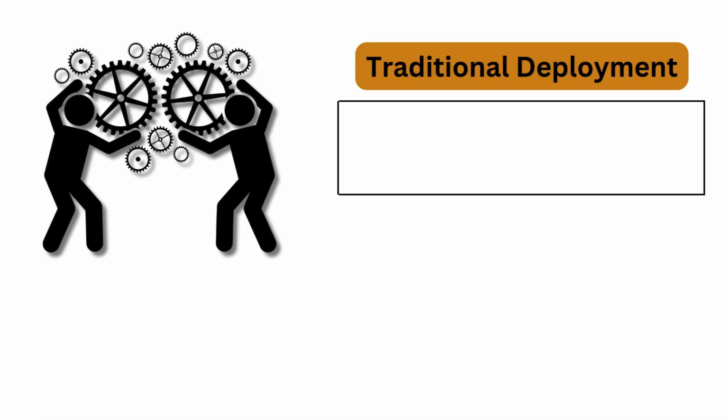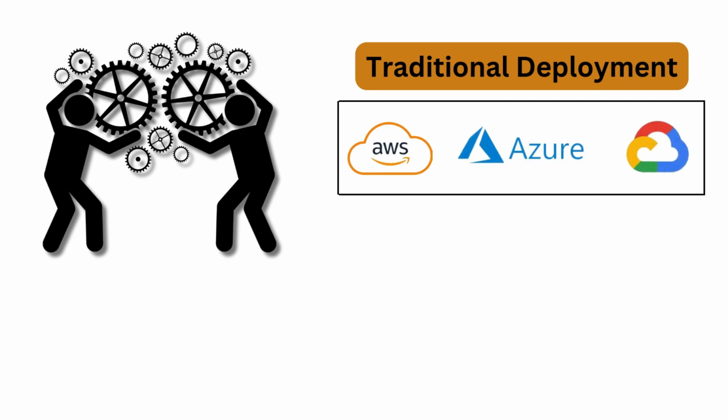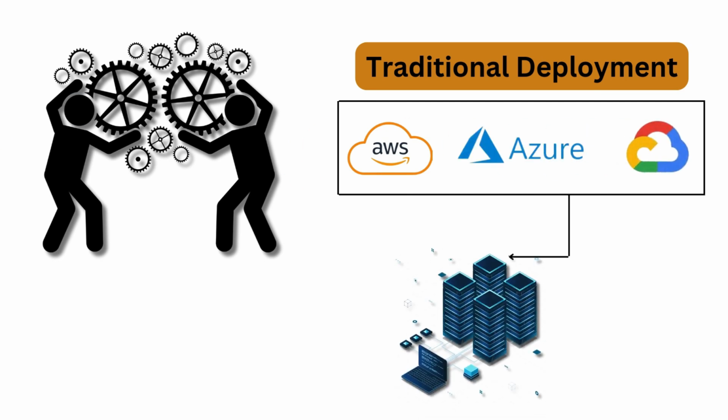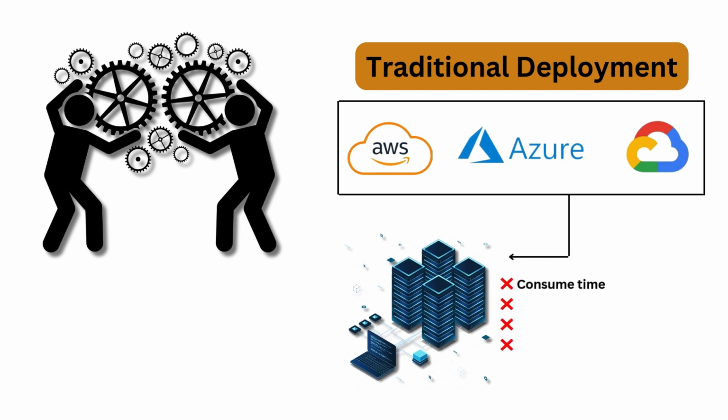So in traditional environments, setting up infrastructure meant logging into cloud providers like AWS, Azure, or GCP, and manually creating resources like servers and databases. This can consume time, lead to human error, inconsistent environments, and limited scalability. Now, how does IaC help out?